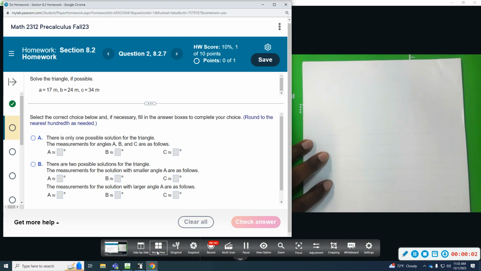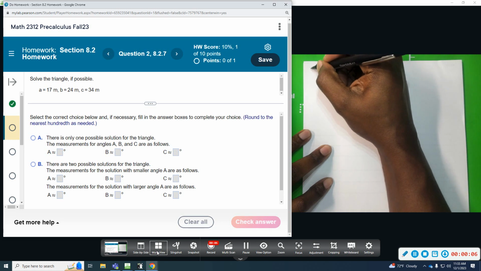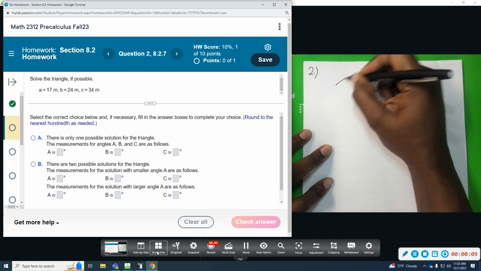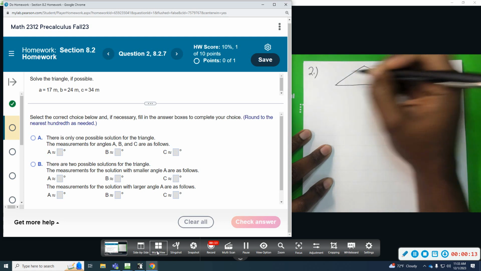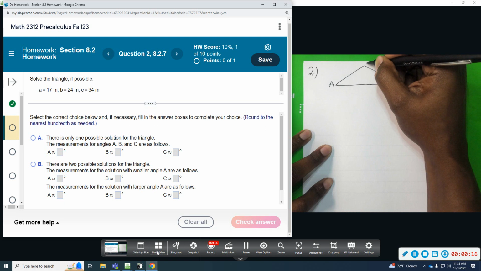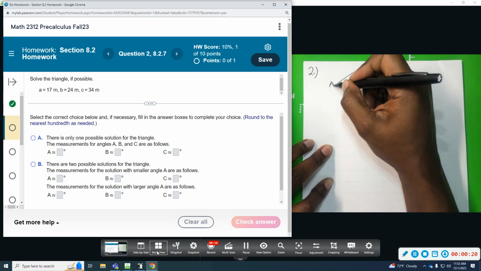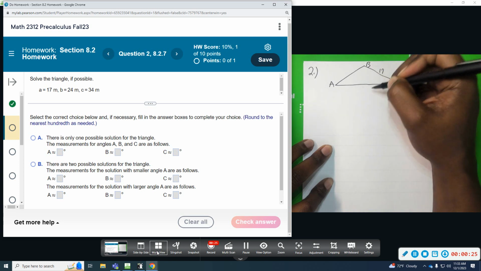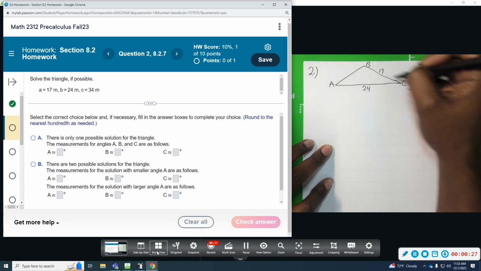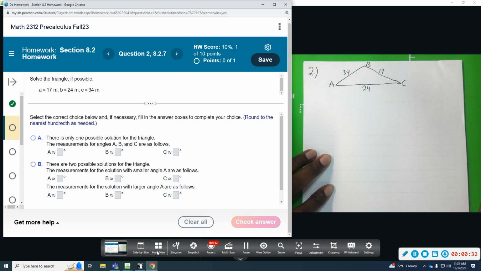Alright, question number 2. We're going to solve this triangle. This time we're given all 3 sides. So I'll just label it A, B, C. And then opposite A is 17. Opposite B is 24. And opposite C is 34. Okay. So I can use any one of them to figure out the other.